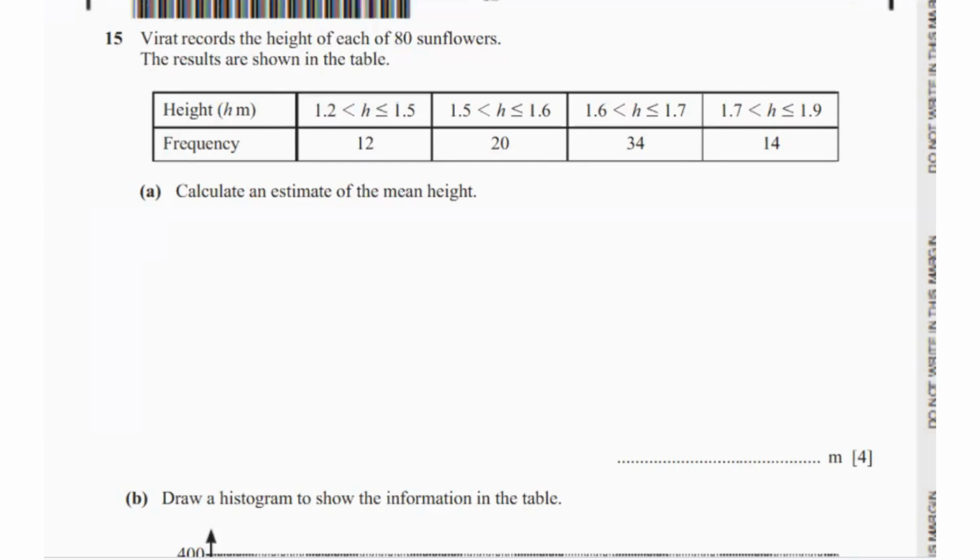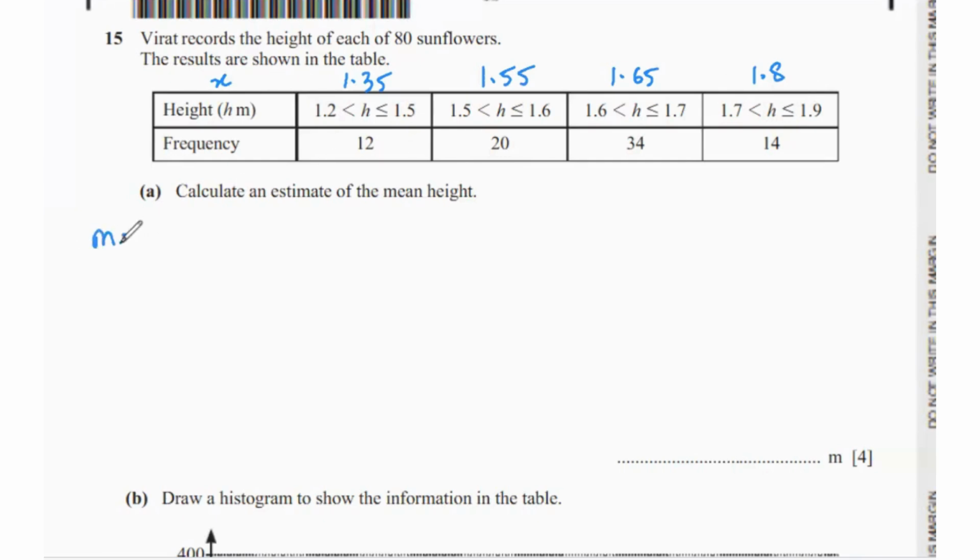So what's going to be the midpoint of 1.2 and 1.5? What you do is you add the maximum and minimum value, and then you divide the result by 2. So for the first interval, we're going to get 1.35. Then for the second interval, it's going to be 1.55. For this one, it's going to be 1.65. And this is going to be 1.8. So these are our midpoints for the given intervals.